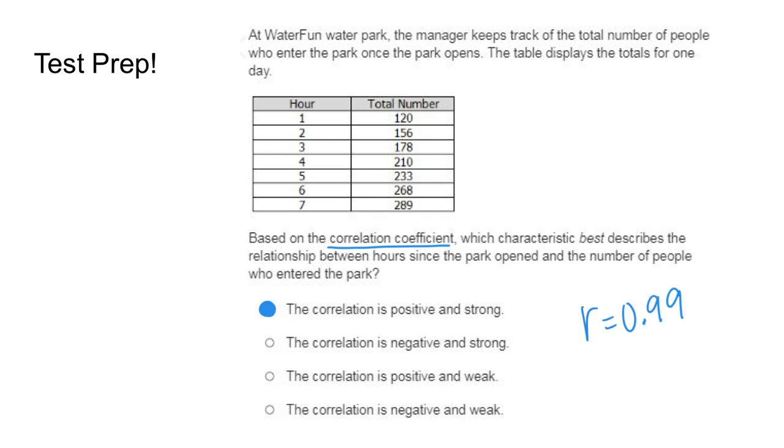Okay, for this one, you should have gotten an R value of 0.99, which indicates a positive and strong correlation for that data. Again, that R value comes from putting these in stat, going to calculate, going to the fourth option, LinReg, calculating that value from there.